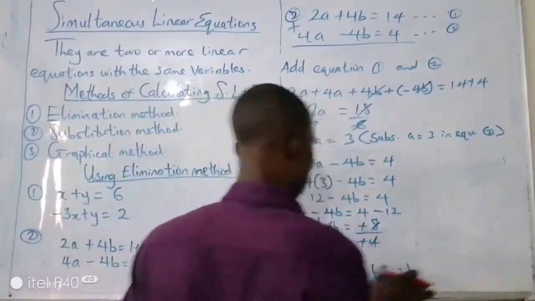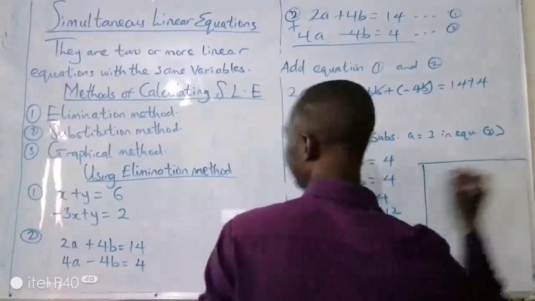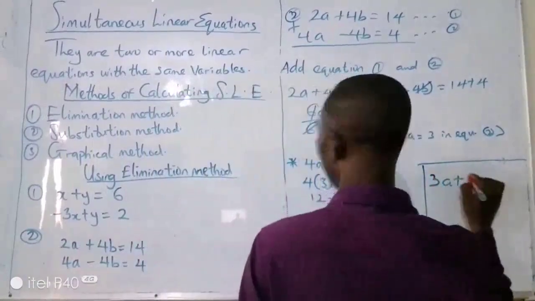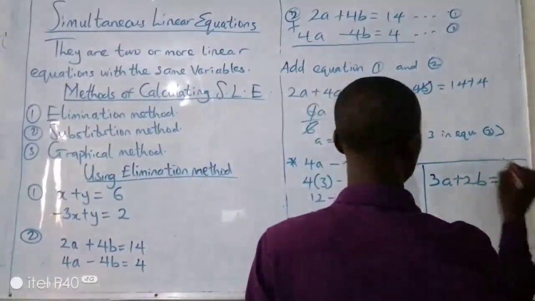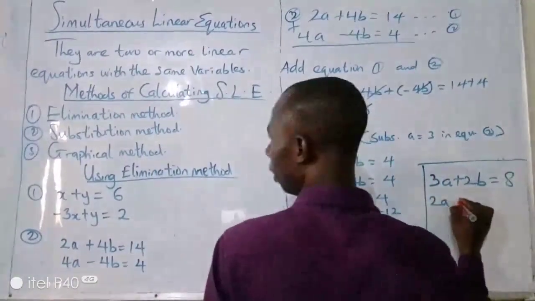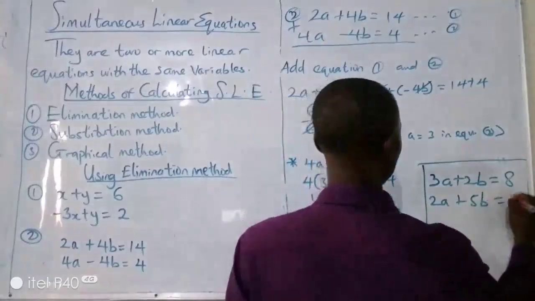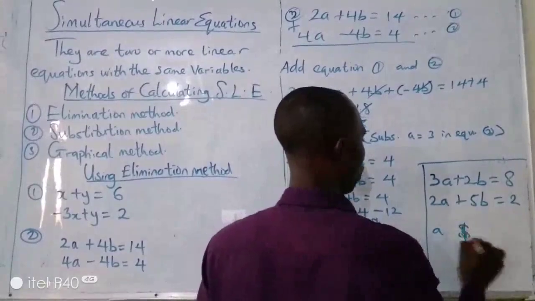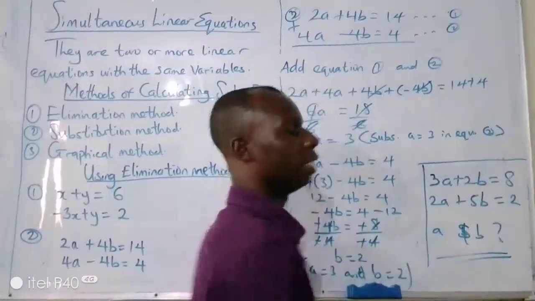So let me give you this work. You solve this on your own and tell me the answer in the comment section. We have 3a plus 2b equals 8 and 2a plus 5b equals 2. So give me the value of a and that of b. Give me your answer in the comment section.